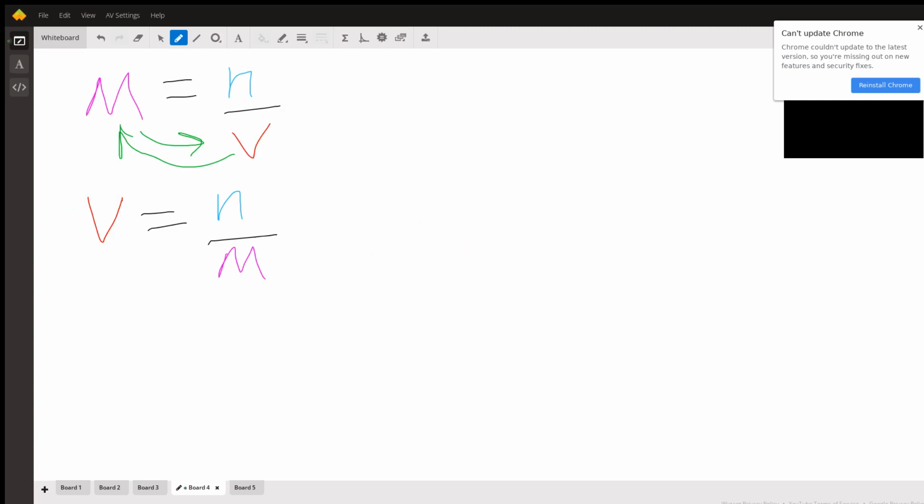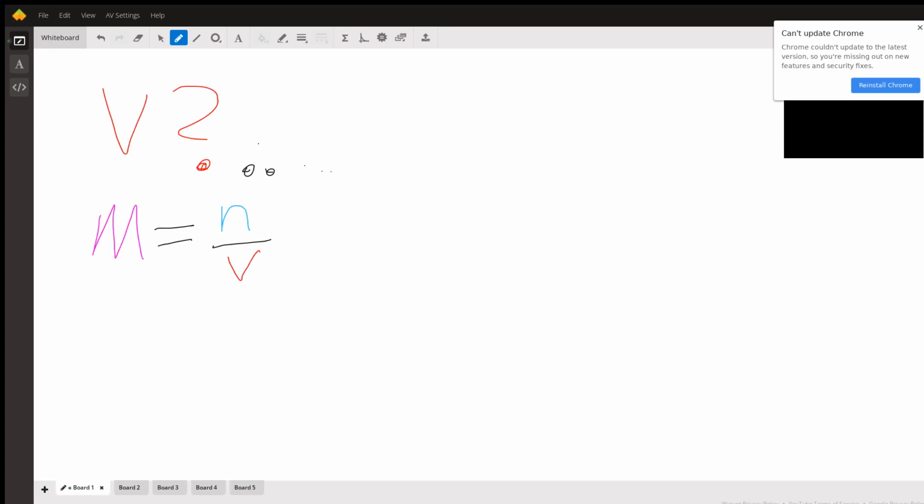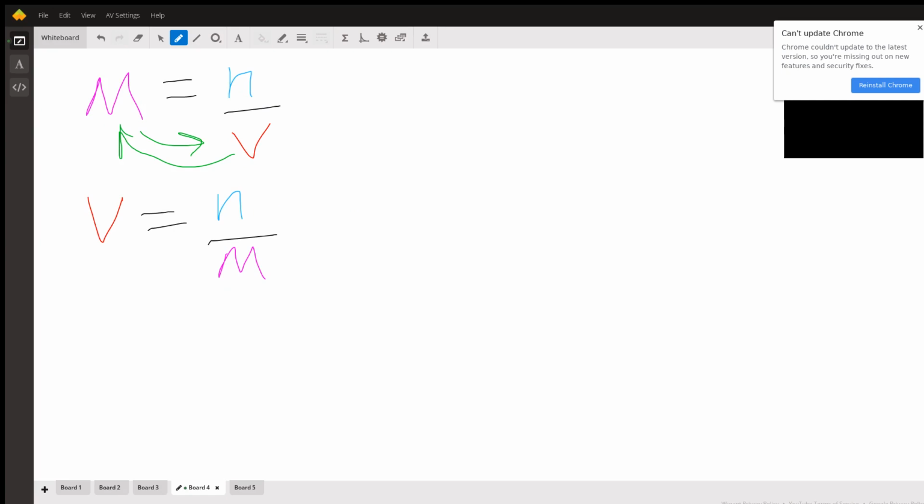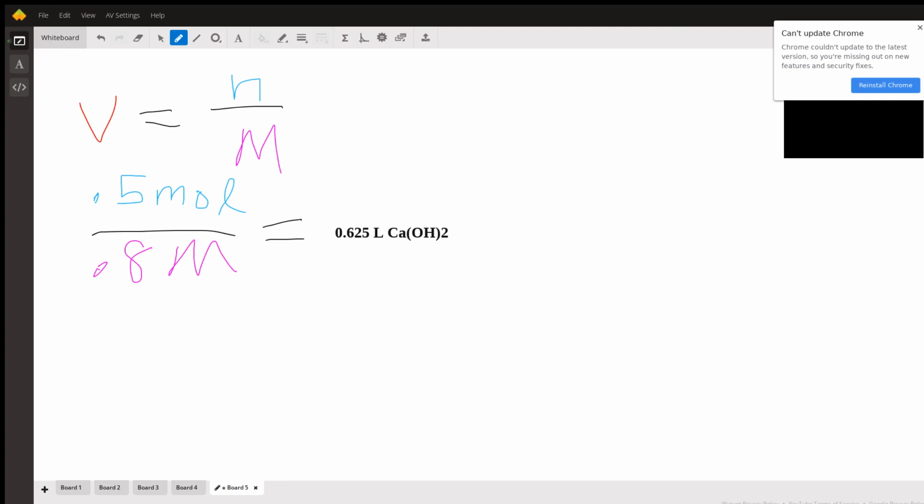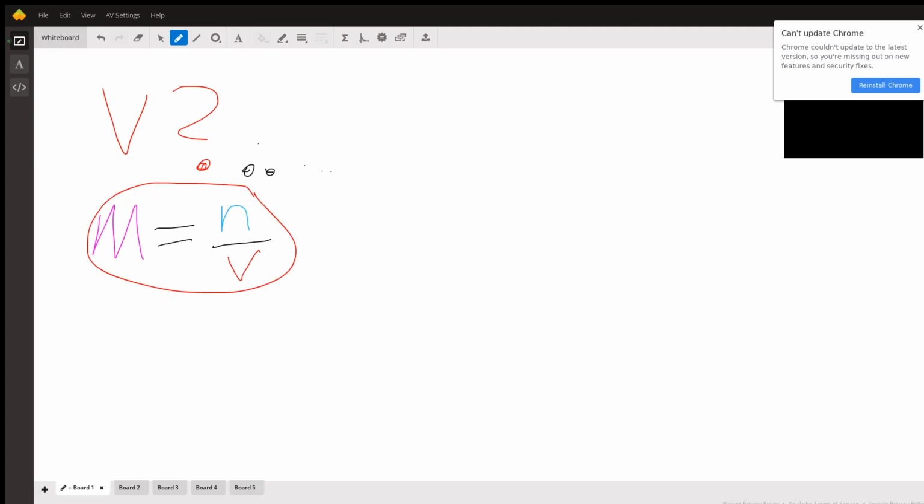Just from the equation we started with right here, you're going to do a little algebra, and swap the M and the V to rearrange into this new equation right here: V is equal to N divided by molarity, or moles divided by molarity. You take the moles they gave you, which is 0.5 moles, and you divide it by 0.8 molarity, and you get a volume. I didn't mention the units of these yet, and the units are also very important.